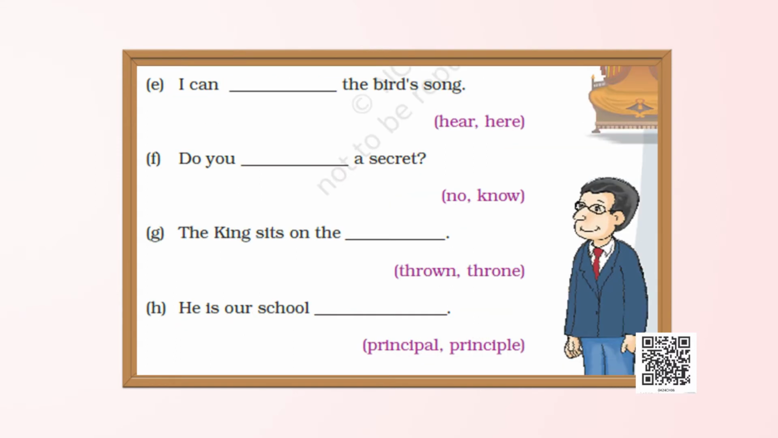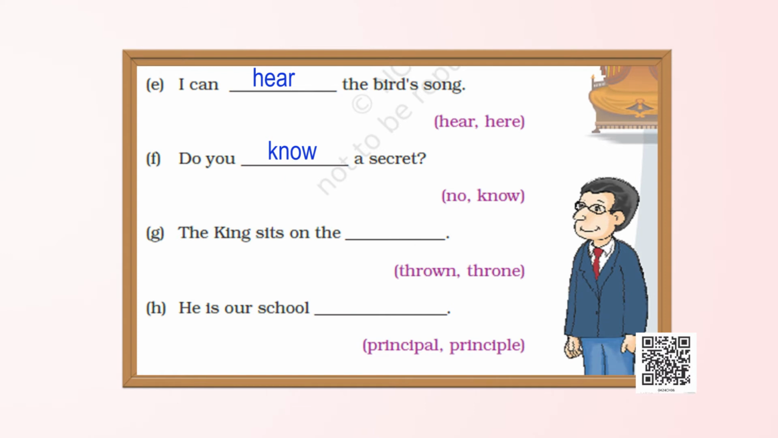E. I can dash the bird's song. Here. H-E-A-R. That's the right answer. F. Do you dash a secret? N-O or K-N-O-W? You're right. It's K-N-O-W. G. The king sits on the dash.